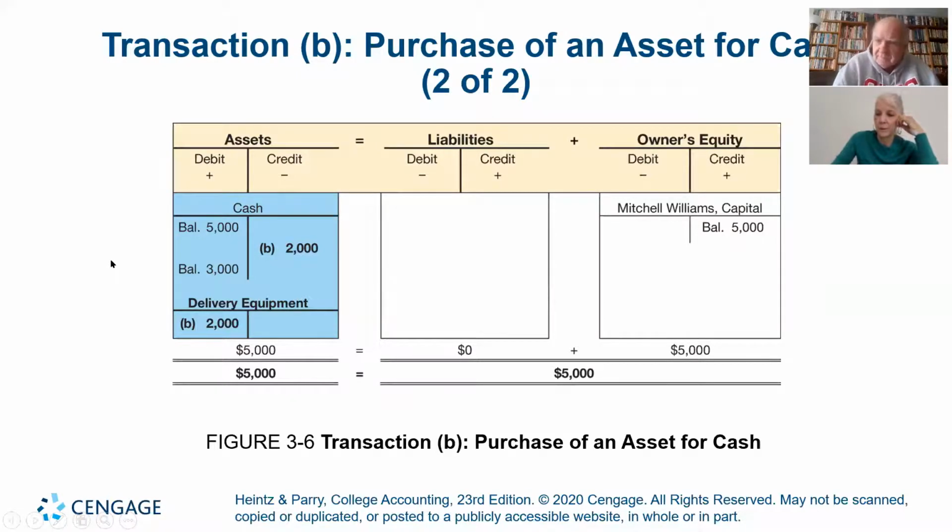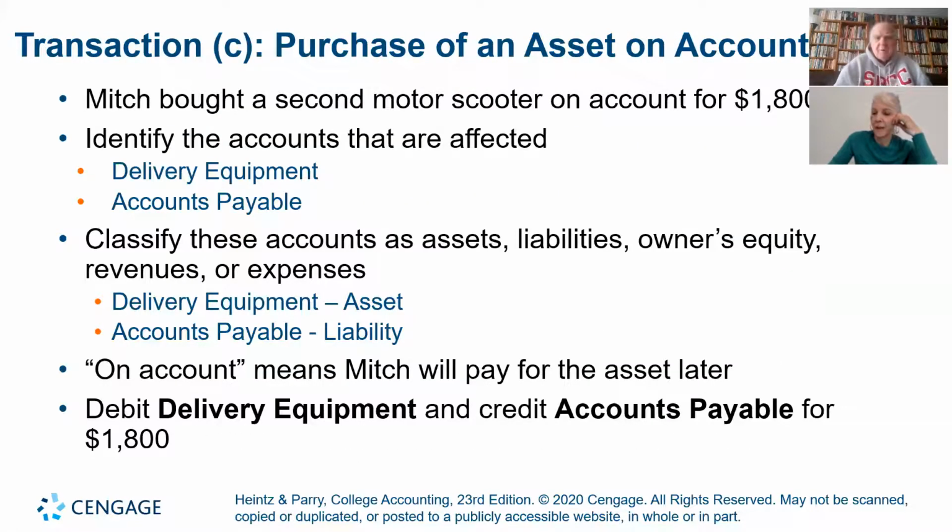You jump in anytime I might be going a little too quickly, Lori. No, you're good. Okay, now he bought a scooter on account, bought an asset on account. Remember my famous words: when you see on account, it's on account of what? Nobody has any money. So you know there's no cash in this transaction. On account means nobody had money. We bought delivery equipment, but we're going to pay the people later. So that creates a liability.